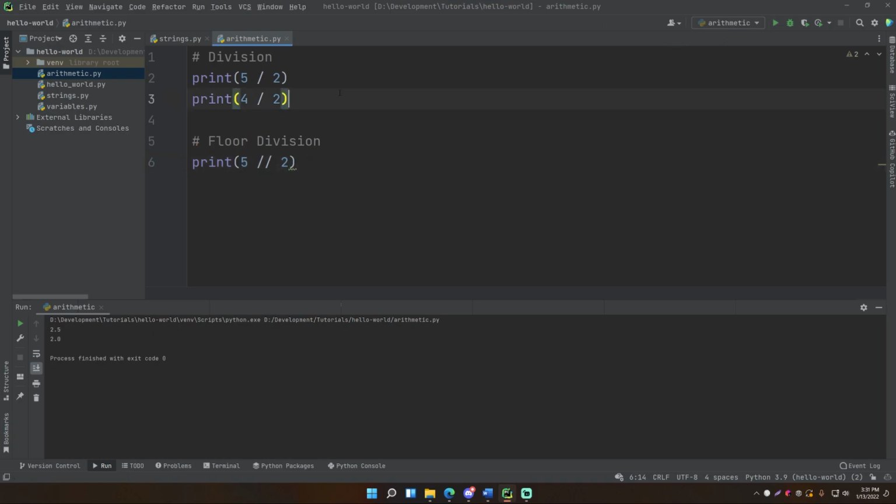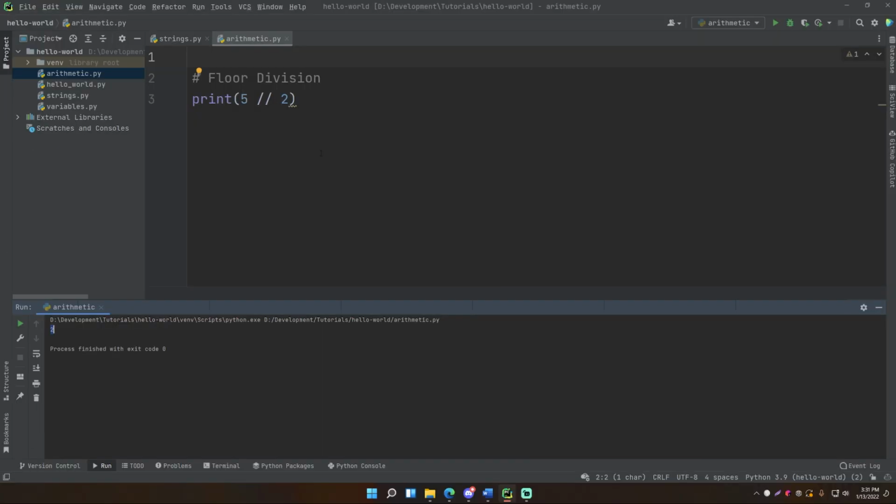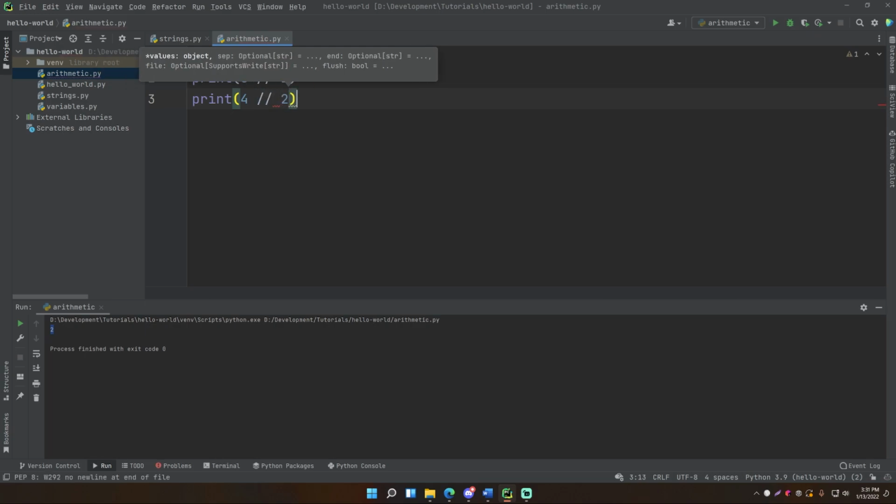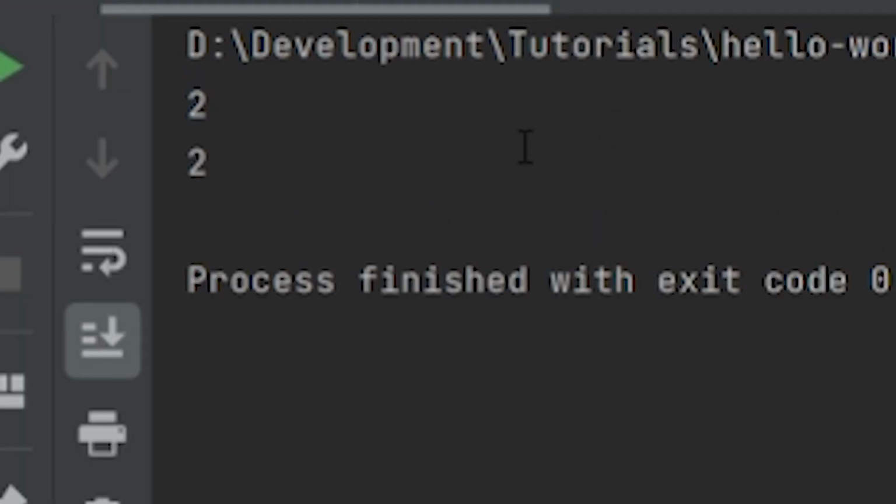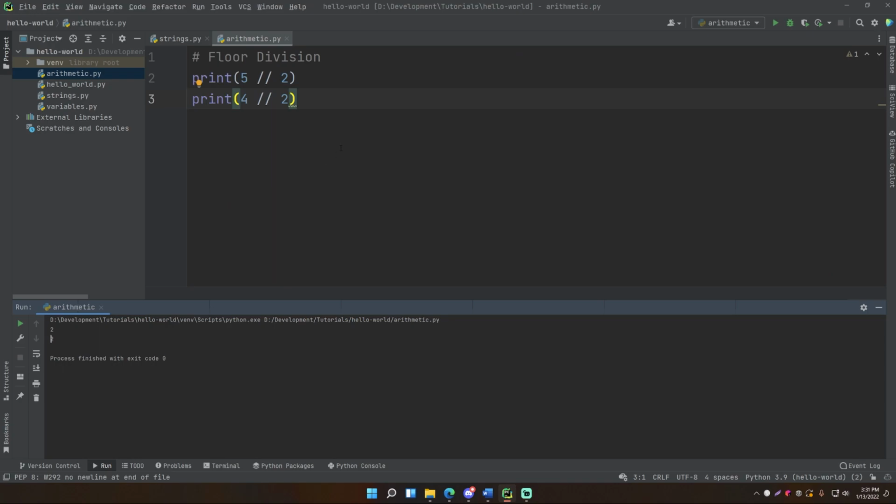So let's run this. Let's get rid of these. Let's run this now, and we should just get 2. There we go. So that's one way you could get a whole number every time that you do division, just by doing floor division. So for example, if I was to do print 4 // 2, and then run this, I would get 2 again, because 4 divided by 2 is 2.